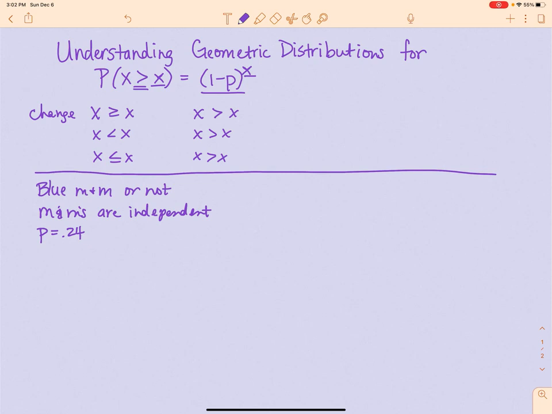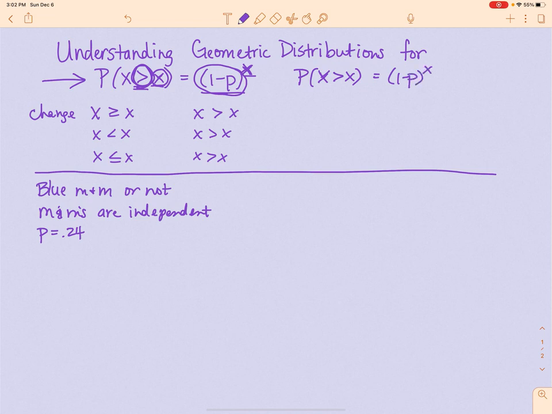Okay, AP Statistics, this video is an extra video in case you are having trouble with the idea of finding a geometric distribution for P where X is greater than X. When we talk about greater than X, this one's just easy because we take our probability of 1 minus P to the X value, whatever this is. So our original inequality looks like this.